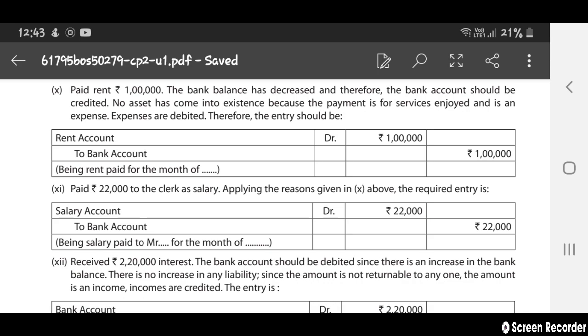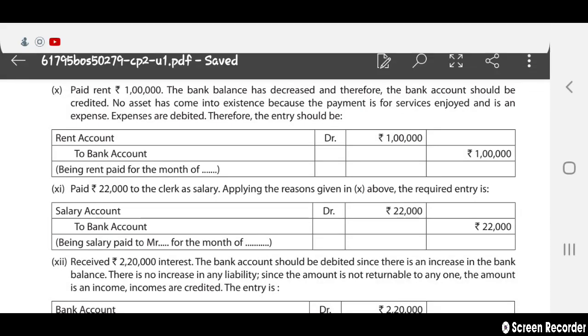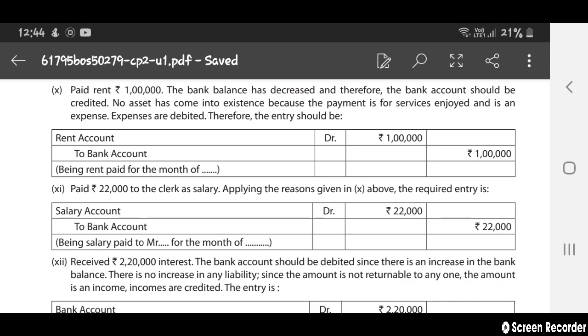After thinking like that, the entry you have to write is: Rent account debit, rupees 1 lakh, To Bank account, rupees 1 lakh, being rent paid for the month of so-and-so. You have to write down the reason for which you are paying.